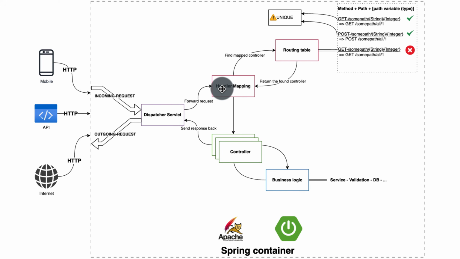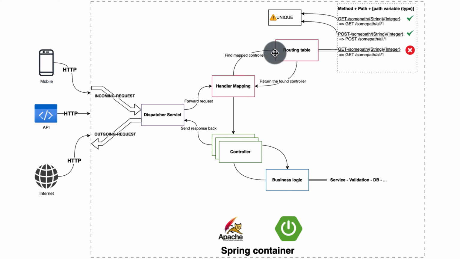The dispatcher servlet will then forward this request to an interface or to an object, or let's use the correct words. It will forward the request to a bean, since you know what a bean is in Spring. It will forward it to a bean of type handler mapping. And this handler mapping will try to find the mapped controller, which will be stored in a routing table.